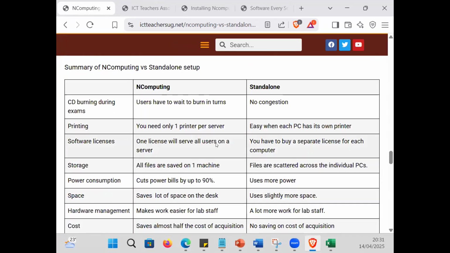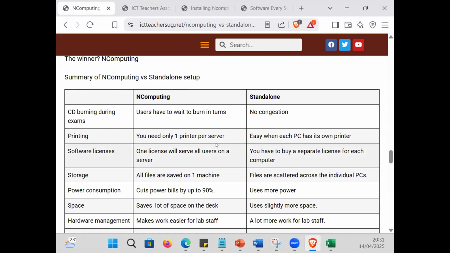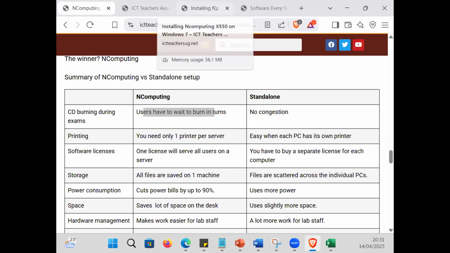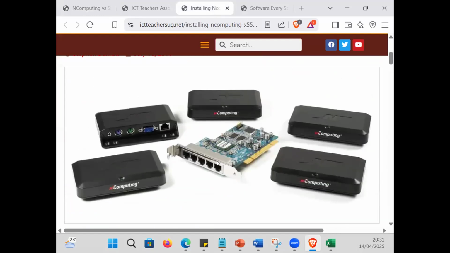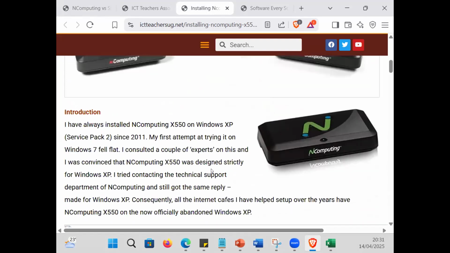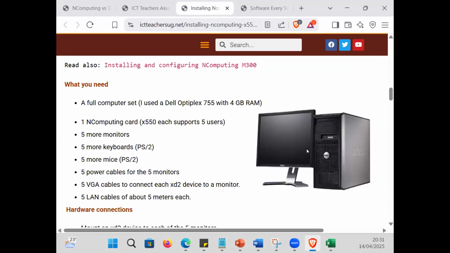So there is a comparison table here, which I wanted us to look at. He talked about any computing and said one of the issues there is that users have to burn in turns. With any computing, how it works is there is a card, this kind of card, which is put in the system unit, and then you can connect 5 monitors on it. So one system unit, like this one, can connect 5 or more monitors.